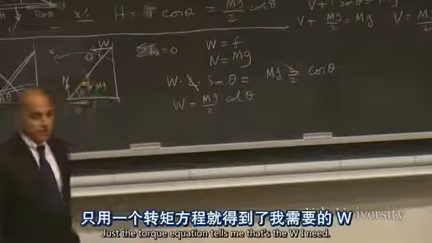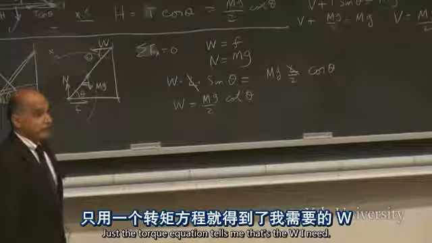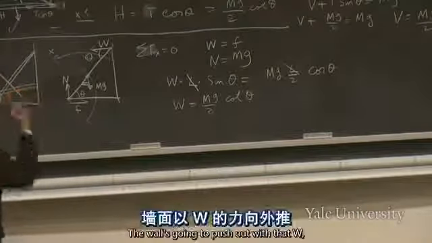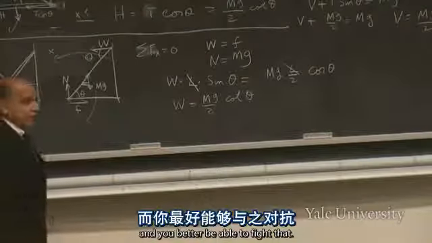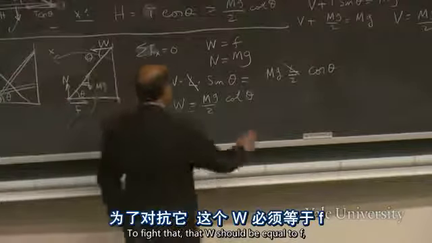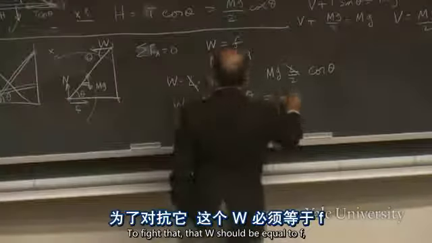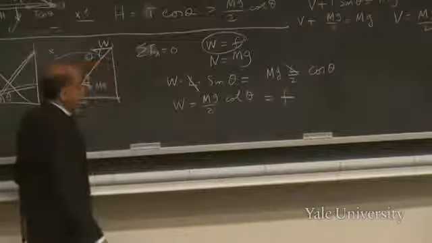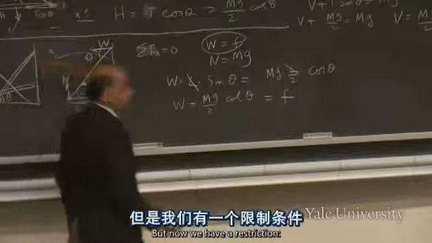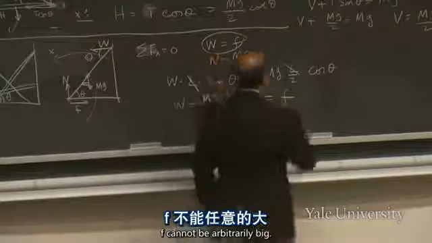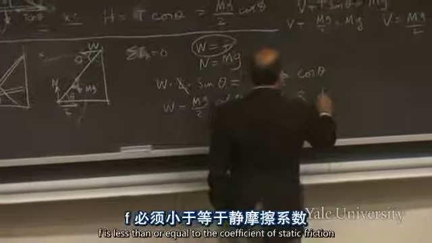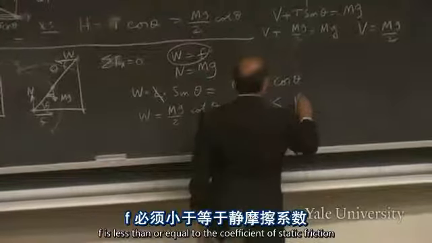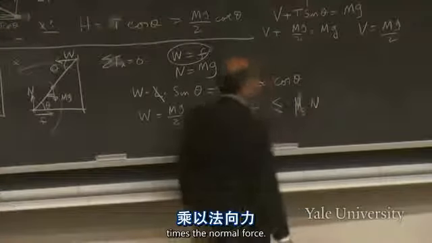Just the torque equation tells me that's the W I need. So the wall's going to push out with that W, and you better be able to fight that. To fight that, that W should be equal to F, which is what we got here. That's fine too, but now we have a restriction. F cannot be arbitrarily big. F is less than or equal to the coefficient of static friction times the normal force.